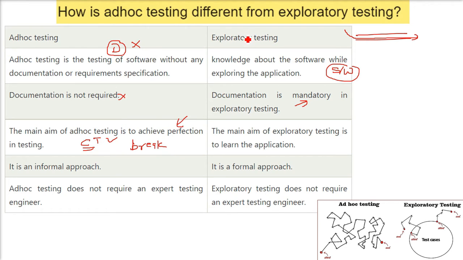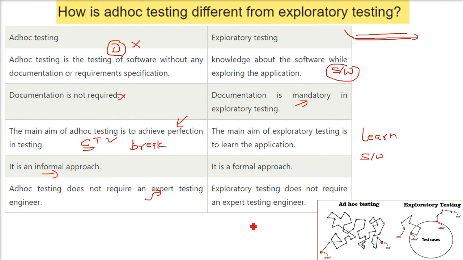In exploratory testing, the main idea is to learn the application, to understand the application, to gain knowledge about what is happening by means of testing. Ad hoc testing is an informal approach, but exploratory testing is a formal approach because we are stepwise learning through testing. Ad hoc testing does not require an expert testing engineer, as I said. Whatever you want to give, you give. Maybe some click or some combination of keys can break your software.